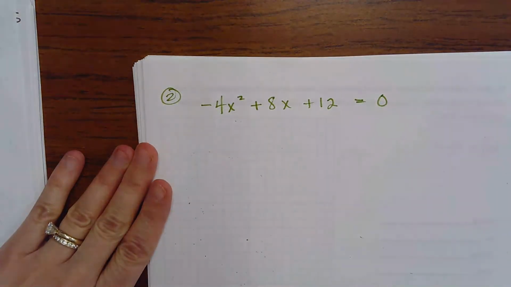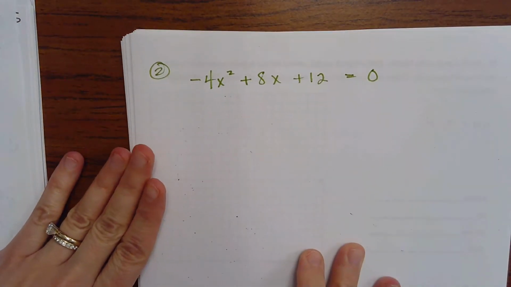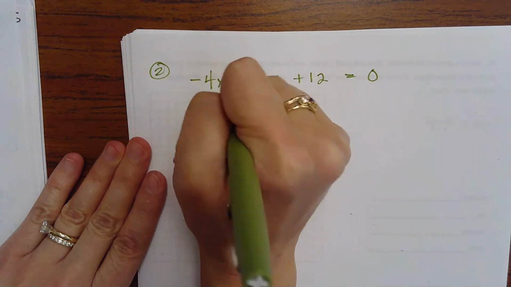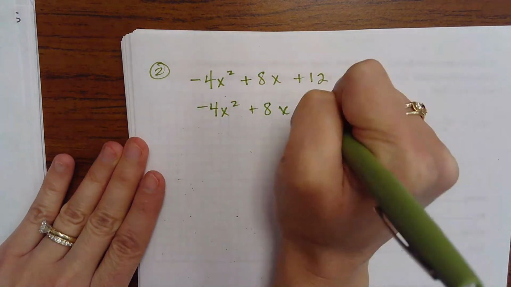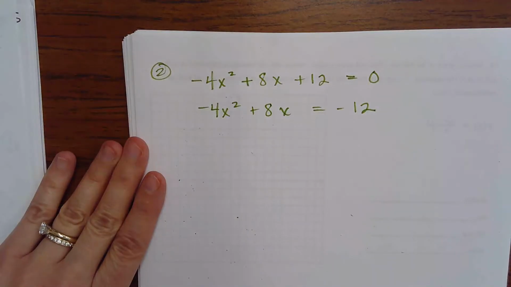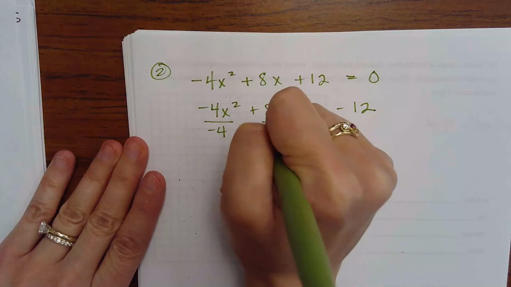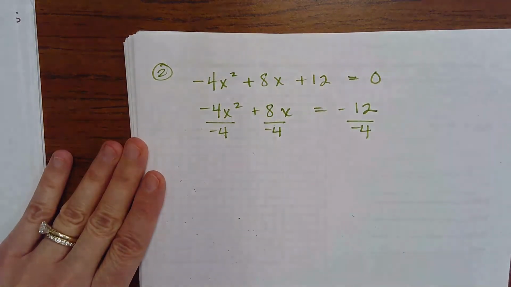So here's our trinomial. We're going to solve this by completing the square. Step number 1 is to move c to the other side of our equation, so I'm going to subtract 12. Next step, I'm going to divide everything by my a term. Since my a term is -4, I'm going to divide everything by -4.